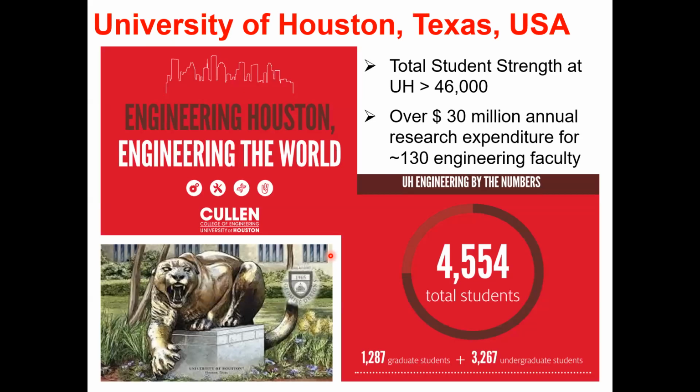So let me just begin with the University of Houston. The University of Houston is a public university, one among the three largest systems in the state of Texas in the U.S. Basically, there are over 46,000 students in total, including undergraduates in multiple areas. In the College of Engineering alone, we have over $30 million annual research expenditure, which comes out to about 220 crore rupees or so today. I haven't seen today's dollar conversion rate.